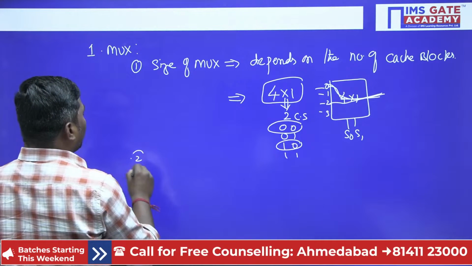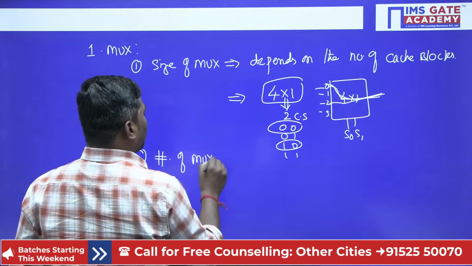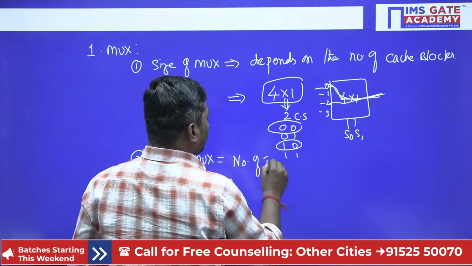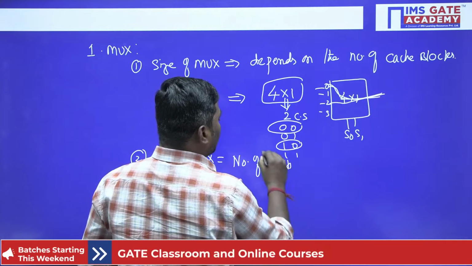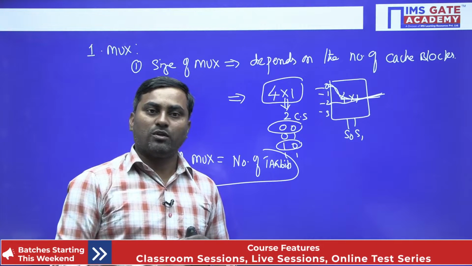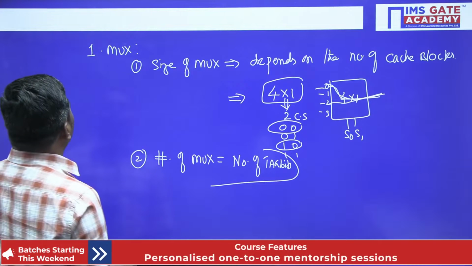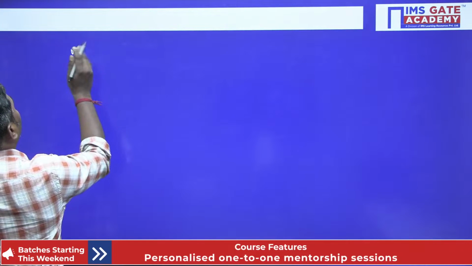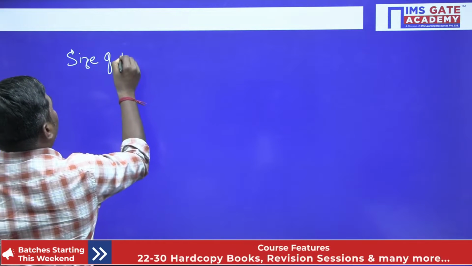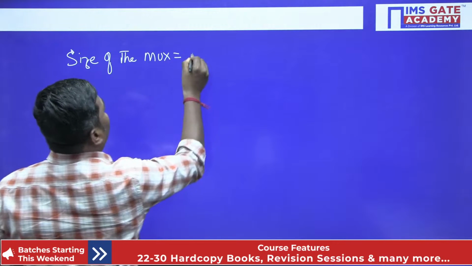Question number 2: how many multiplexers are required? The number of multiplexers depends on the number of tag bits, because ultimately the tag bits have to come out. So the number of multiplexers equals the number of tag bits. Kindly note this point. What I am trying to say, simply, I am writing: the size of the mux in this example will be n by 1.